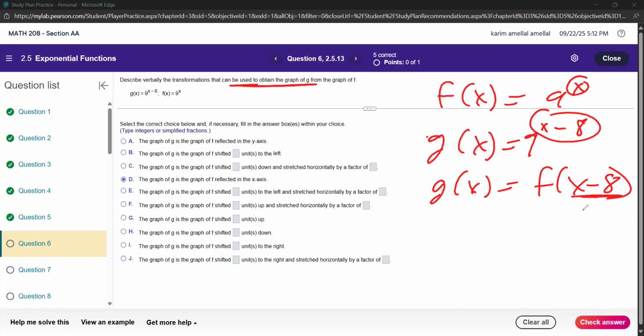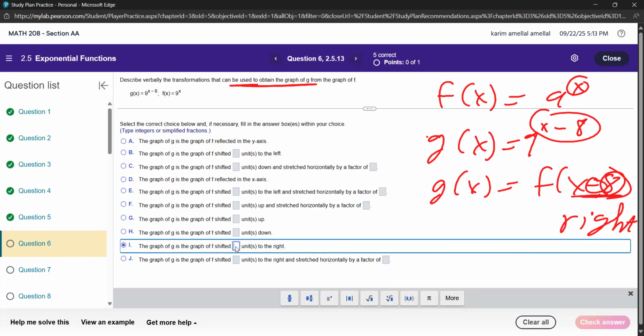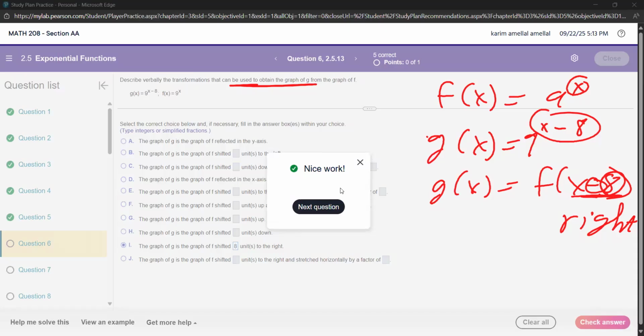So that means there is a transformation of 8 units to the right, because of the negative symbol. So we will choose that the graph of f is shifted. Yes, that's it. It's shifted 8 units to the right. That's it. Okay, next question.